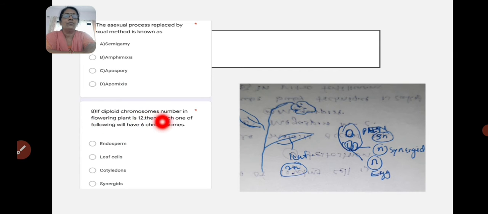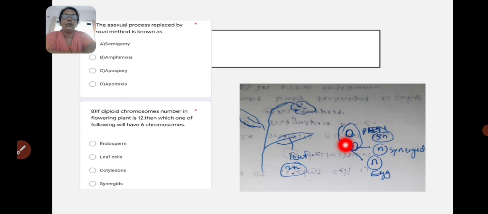If the diploid chromosome number in the flowering plant is 12, that is the chromosome number in that plant is 12, the leaf also contains 12 chromosomes. Here in the endosperm, how many chromosomes will there be? Endosperm is triploid, that is, thrice n chromosomes are present. So 12 plus 6, 18 chromosomes are present in the endosperm.